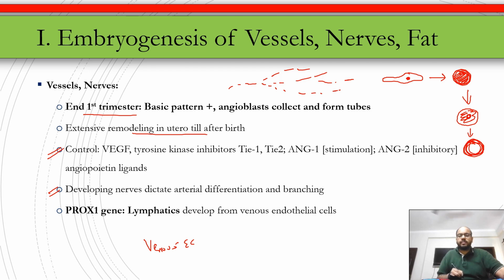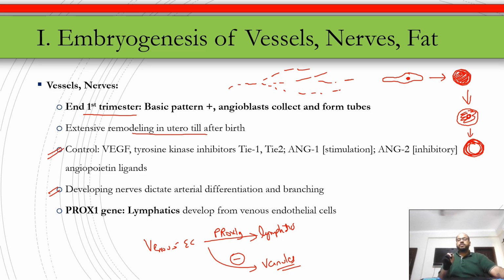Venous endothelial cells, if they are acted upon by the PROX1 gene, this will lead to development of lymphatics. If the PROX1 gene is not acting, then it will lead to formation of venules. Clear? Just remember that PROX1 gene is responsible for lymphatic formation. Let's move forward.